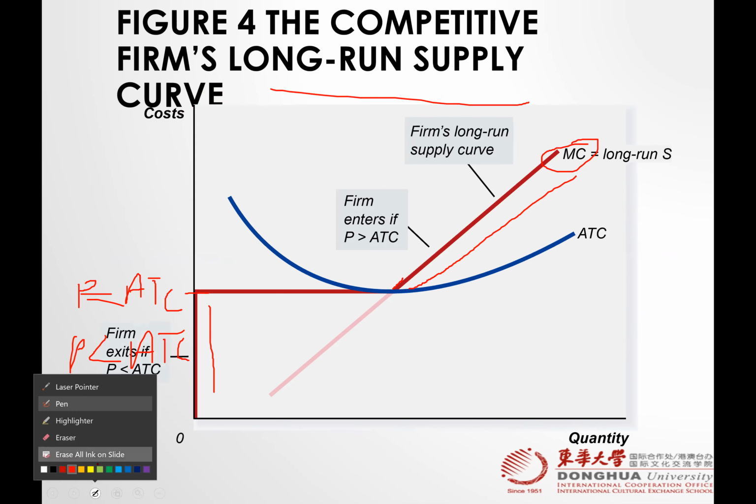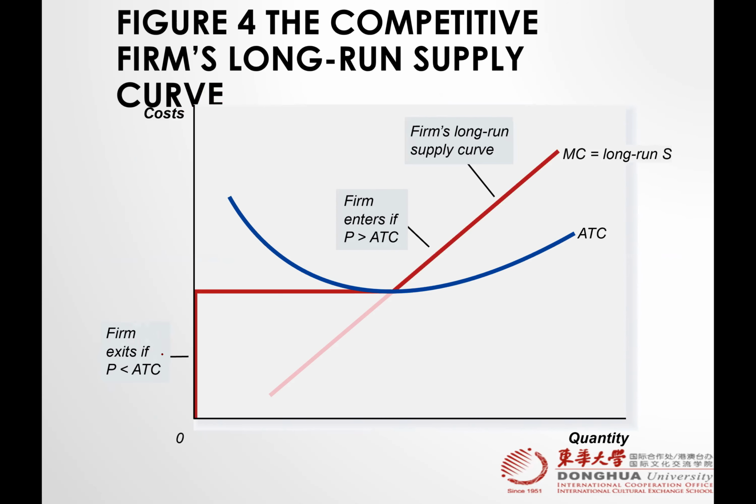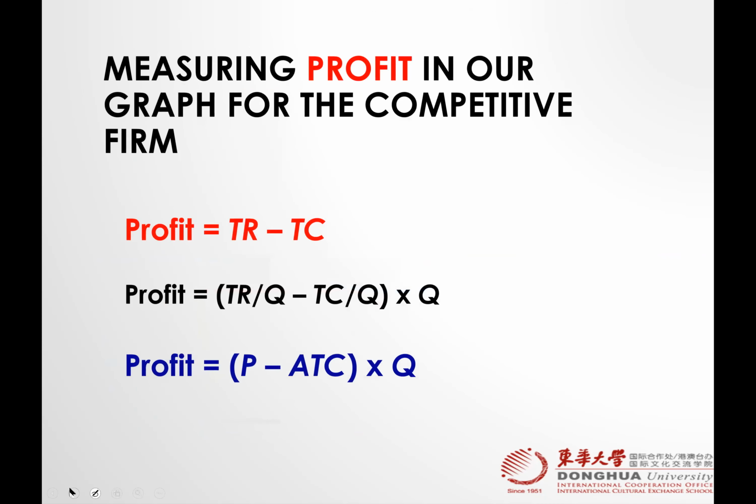Let me just clear all this mess here. So you see, firms exit the market if the price is here. But remember, this is the long run, not the short run, right? So a firm will enter the market here if it's above. So now what is the profit formula here? We can also find out the profit formula. Profit is equal to total revenue minus total cost.